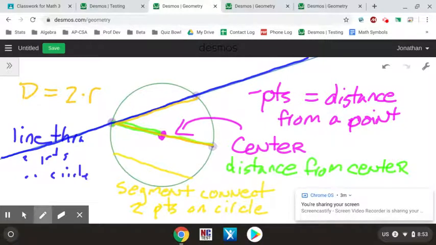My pen just decided to go small on me. I hope you can read that. But it's a line that goes through 2 points on a circle.